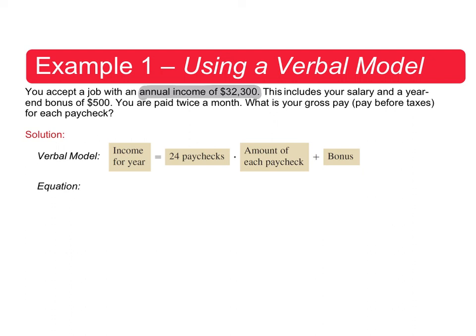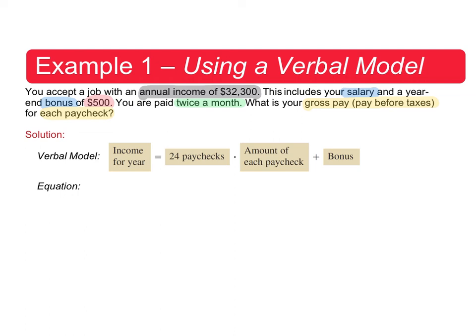This includes your salary and a year-end bonus. So it includes salary and a bonus, and that bonus is $500. You are paid twice a month. What is your gross pay, gross income, which is your pay before they take out the taxes? If you've taken an accounting class or anything, you've seen that terminology. So what is the gross pay for each paycheck?